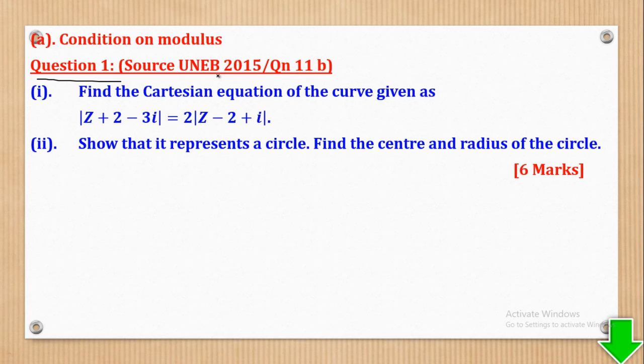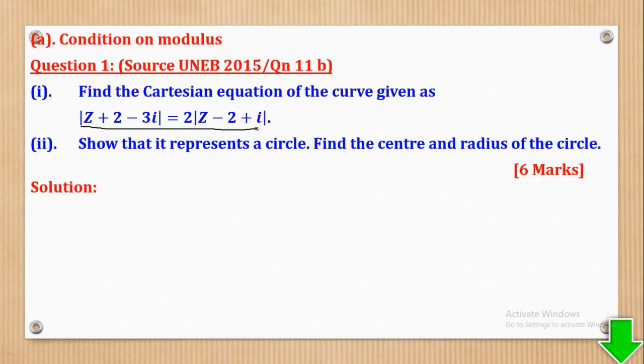So question 1 came from UNEB 2015 paper 1 question 11b and says Roman 1, find the Cartesian equation of the curve given as this. In other words, the locus, the Cartesian equation. Then Roman 2, show that it represents a circle and find the center and radius of the circle. So the good thing is that even the topic of circles is already covered on this platform. Okay, so let's start with question 1.